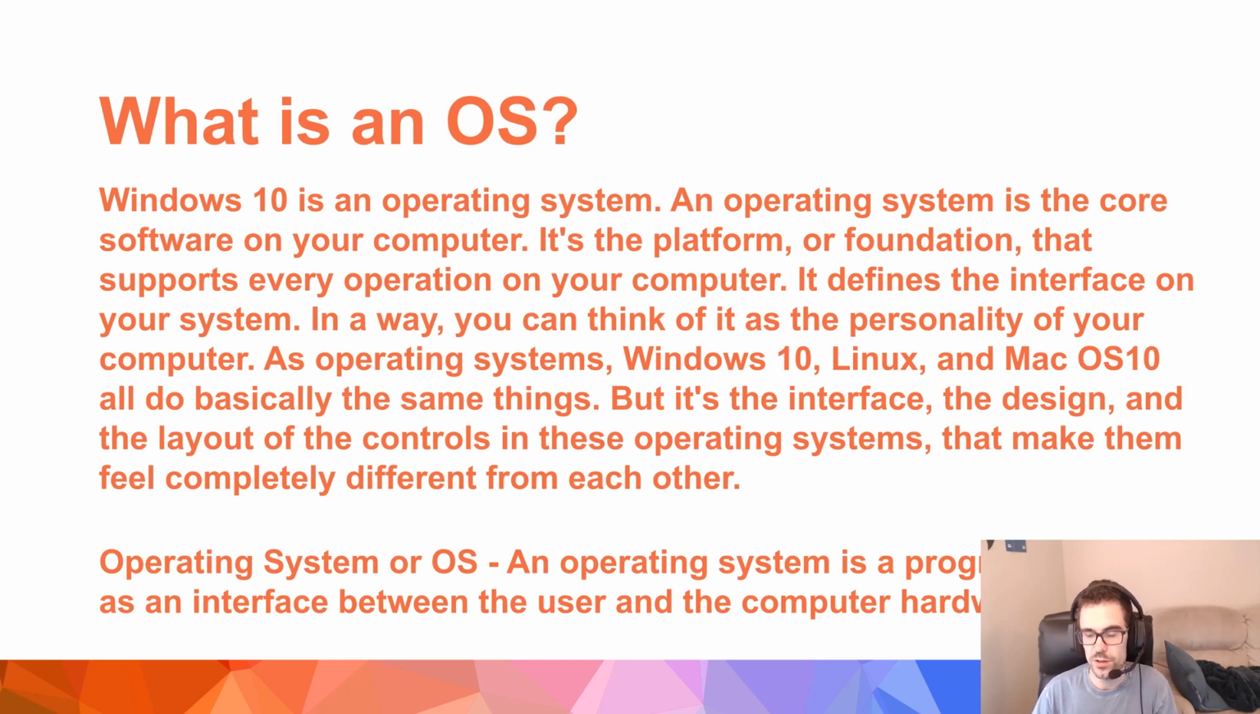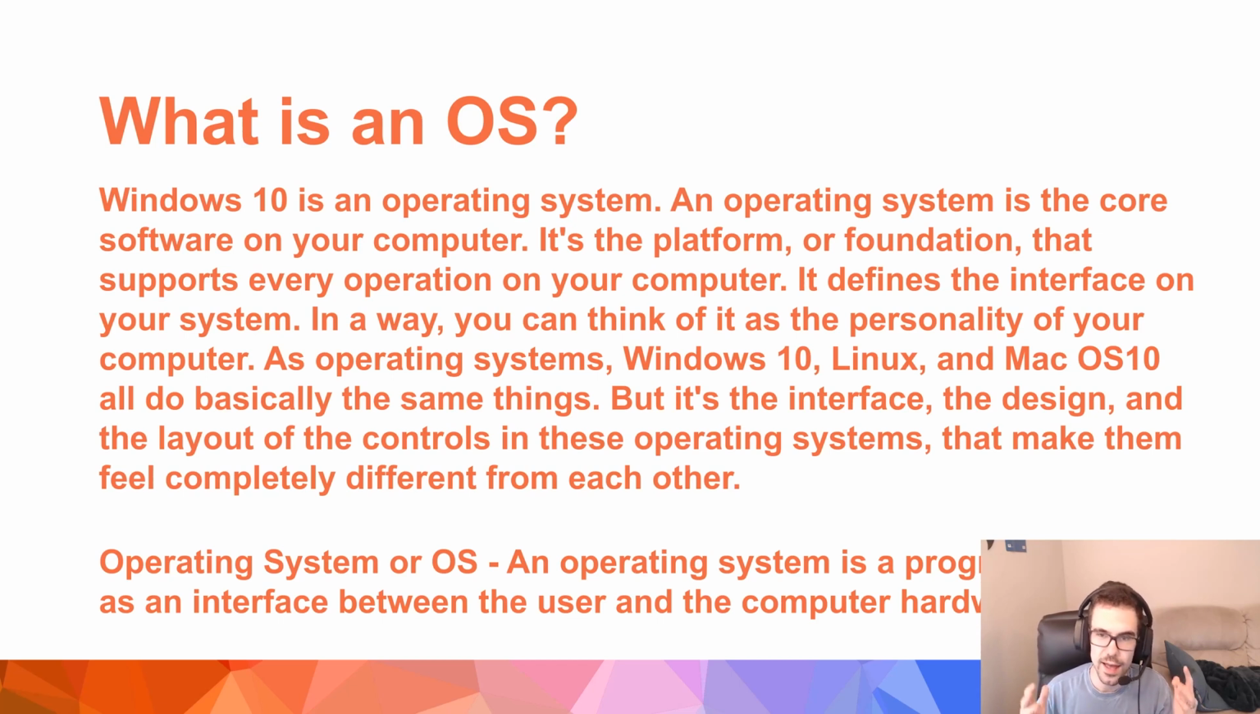As operating systems, Windows 10, Linux, and Mac OS 10 all basically do the same things, and that's something you should know. Basically, all operating systems do the same things, but it's the interface, the design, and the layout that makes them feel completely different from each other. You're going to have settings in every single operating system. You're going to have a taskbar in every single operating system, right? There are always the same basic components. So if you have an overview of an operating system in a general sense, if you can at least think, where do I need to find these components? You probably can find anything within any operating system.